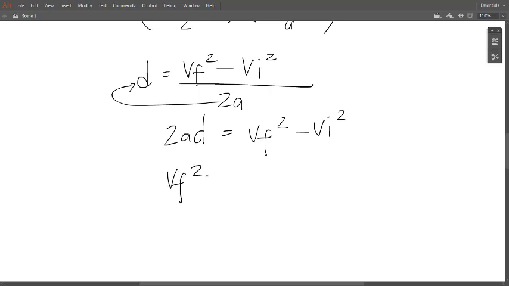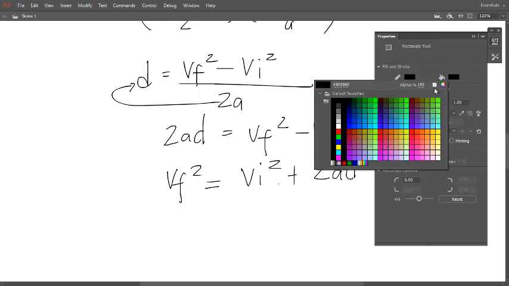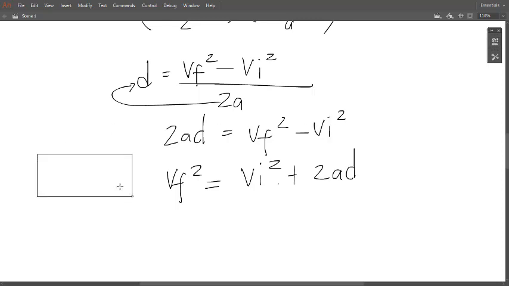By placing final velocity at the very first, final velocity is equal to the square root of initial velocity squared plus 2ad, which is the product of acceleration and displacement multiplied by 2. So this will be our equation F.